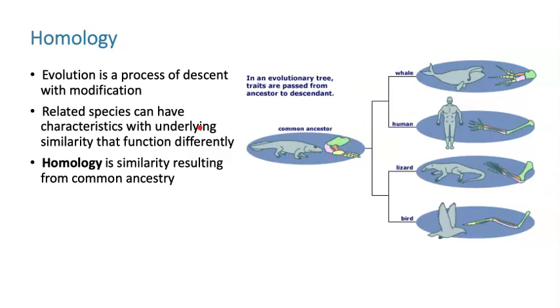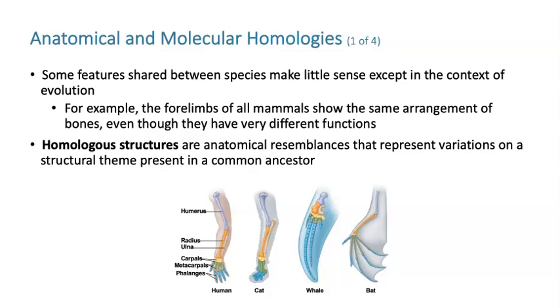So we see this in this kind of homology. Again, this is similarity because you had an ancestor that had that and just things changed a little bit over time. We can see that in the legs of humans and cats and whales and bats. Basically, all vertebrates have the same pattern of bones in their arms.